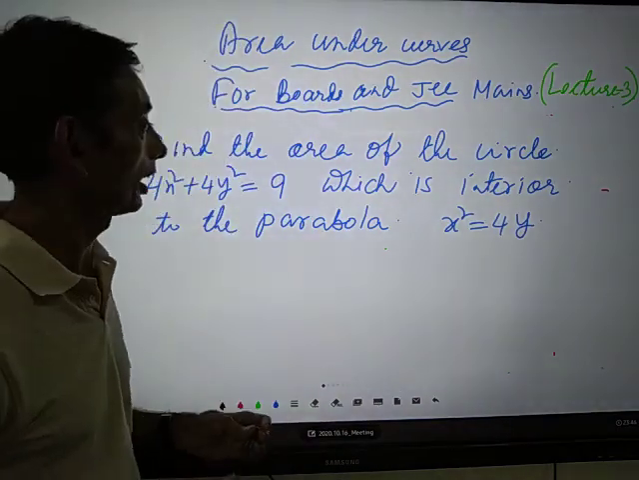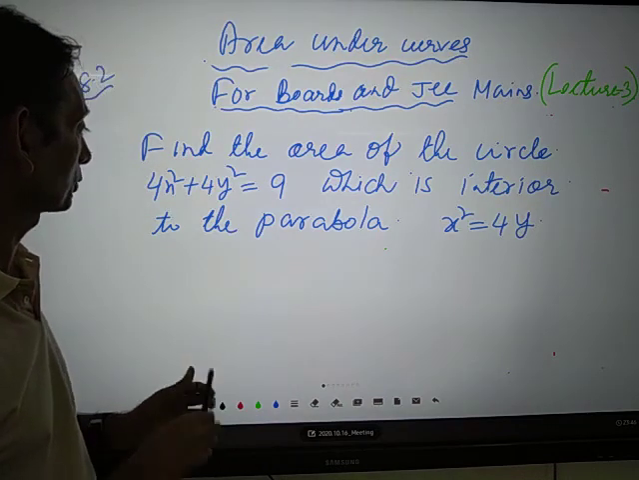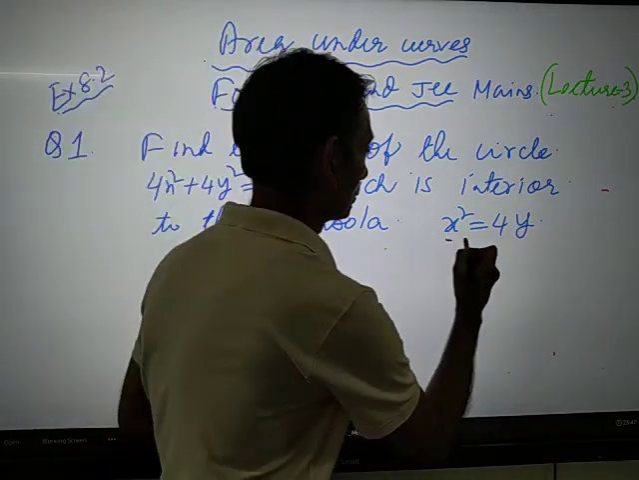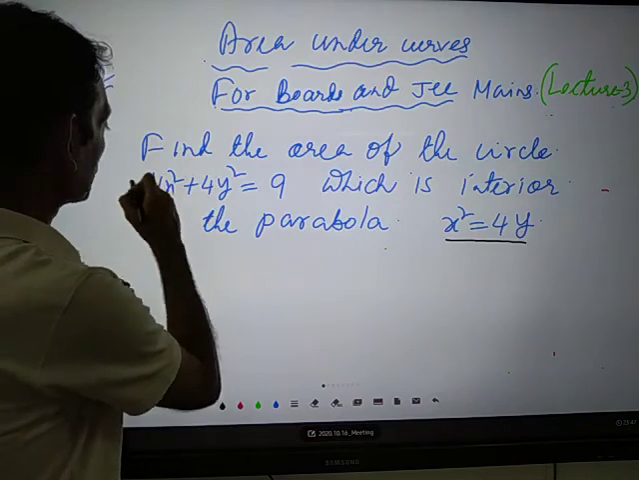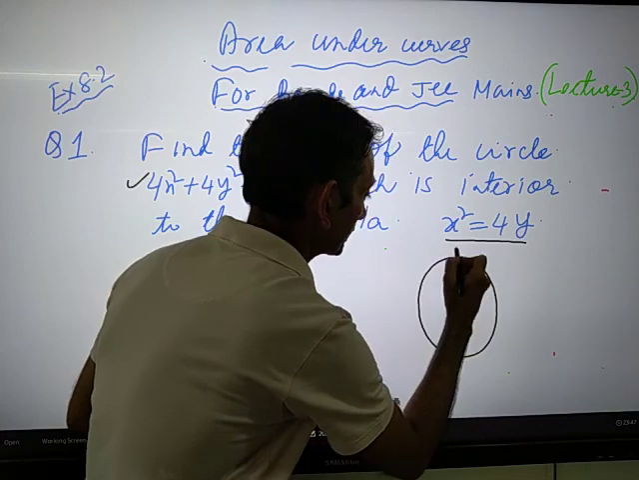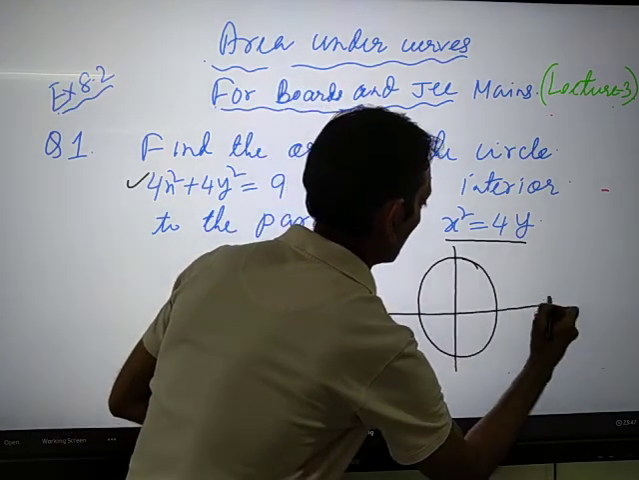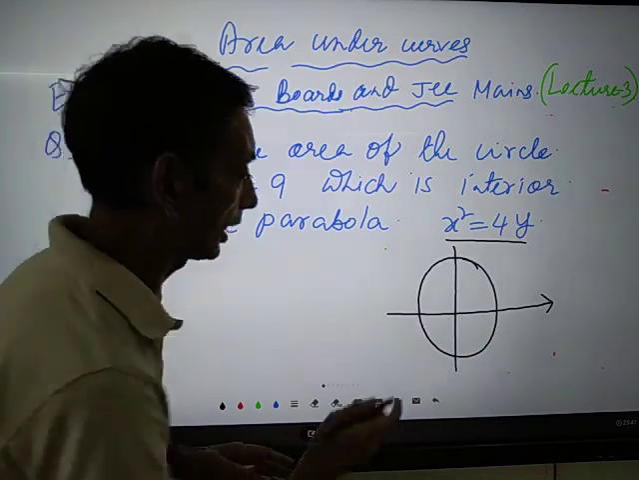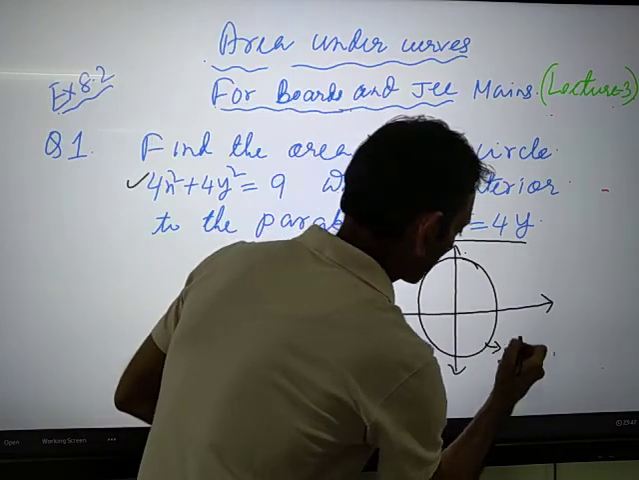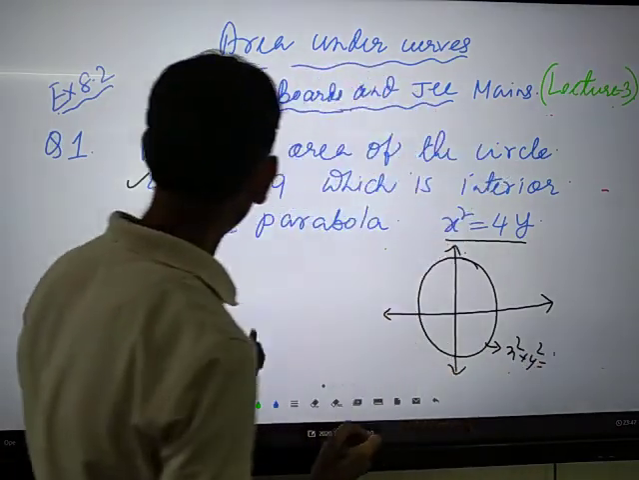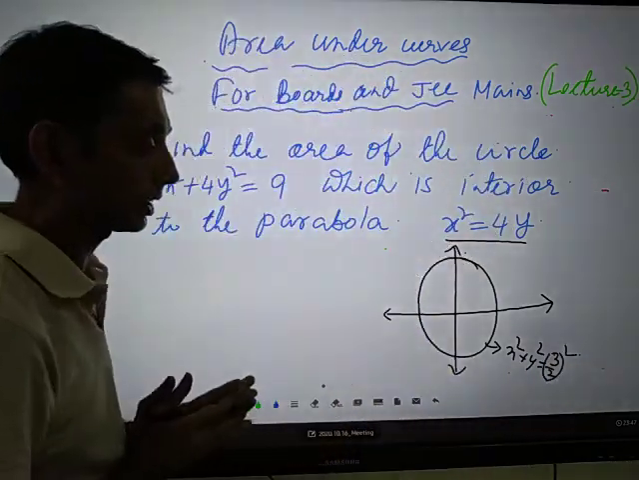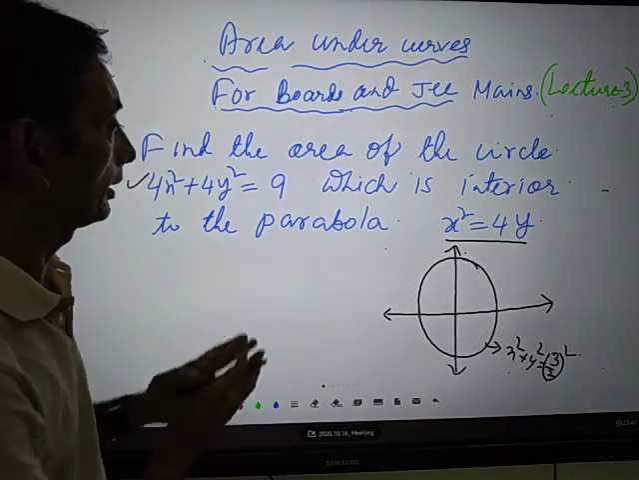This is question 1. Find the area of the circle 4x square plus 4y square equal to 9, which is interior to the parabola x square equal to 4y. First we'll draw the circle, which is 4x square plus 4y square equal to 9, and we can write the equation as x square plus y square equal to 9 by 4, which can be written as (3 by 2) square. That means the radius of the circle is 3 by 2, and which is interior to the parabola.